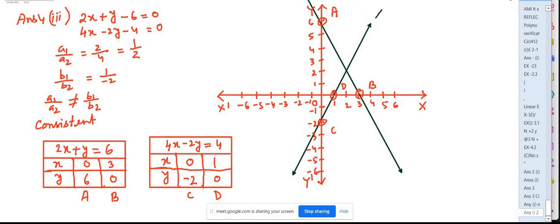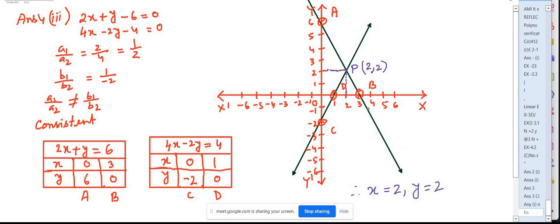If you join this, then here you will get the intersection point. That point is considered as P. Right? Now, from here if you draw a parallel line, and from here a perpendicular line, then you will observe it will be 2, 2. So therefore you can write its solution: x equals 2 and y equals 2. That is the solution of these 2 equations, right?